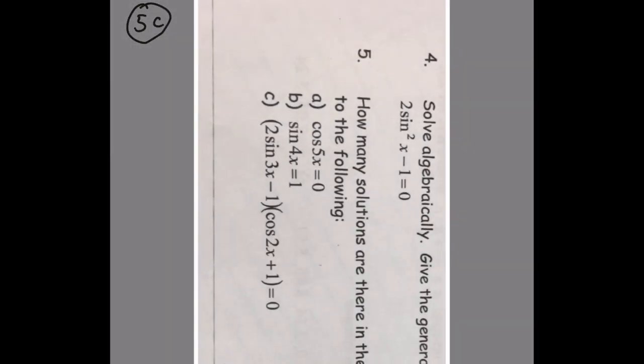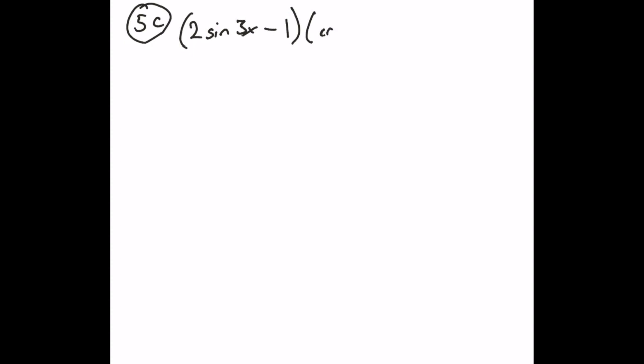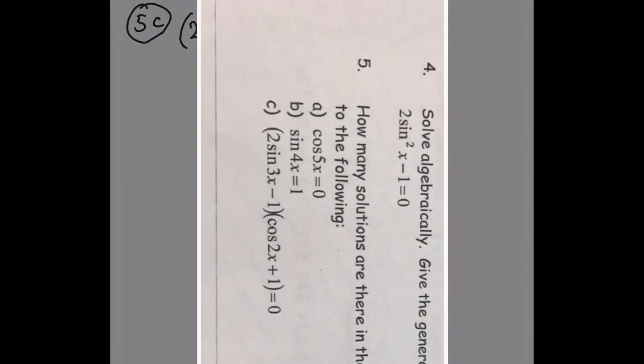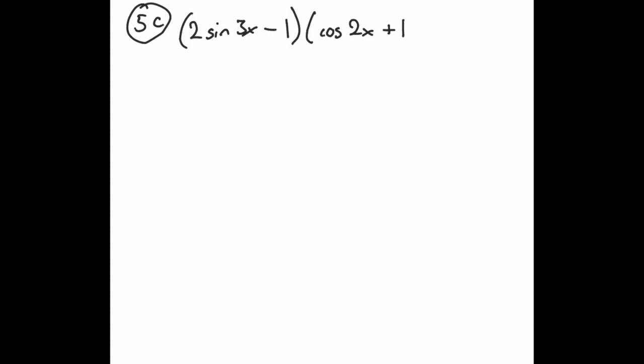So then this is 5C. Okay? So we have 2 times the sine of 3x minus 1, times the cosine of 2x plus 1, equal to 0. Right? So now we can invoke the zero factor property. When you have two factors that multiply to give you 0, then that means either the first one has to be 0 or the second one has to be equal to 0.